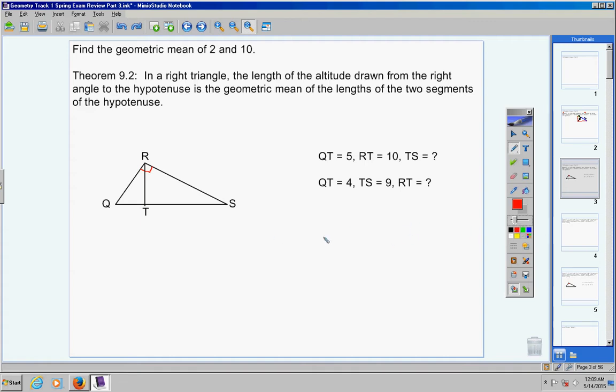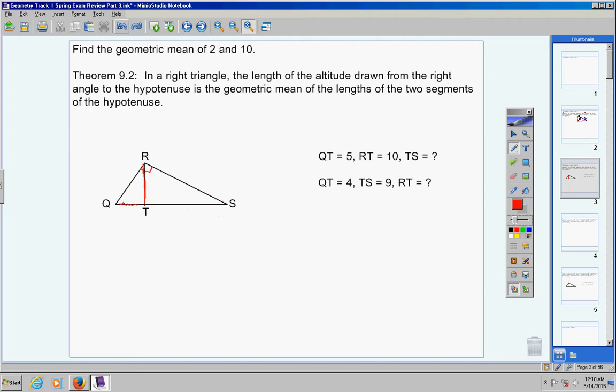Now please take some really good notes, students, please. Now here's my right triangle. See it? There's my right triangle. Then notice I've drawn an altitude from the right angle to the hypotenuse. Okay? So here's what we just learned. If I have a right triangle and I have the altitude drawn from the right angle to the hypotenuse, this length here, RT, is the geometric mean of this length here, QT, and this length here, TS.